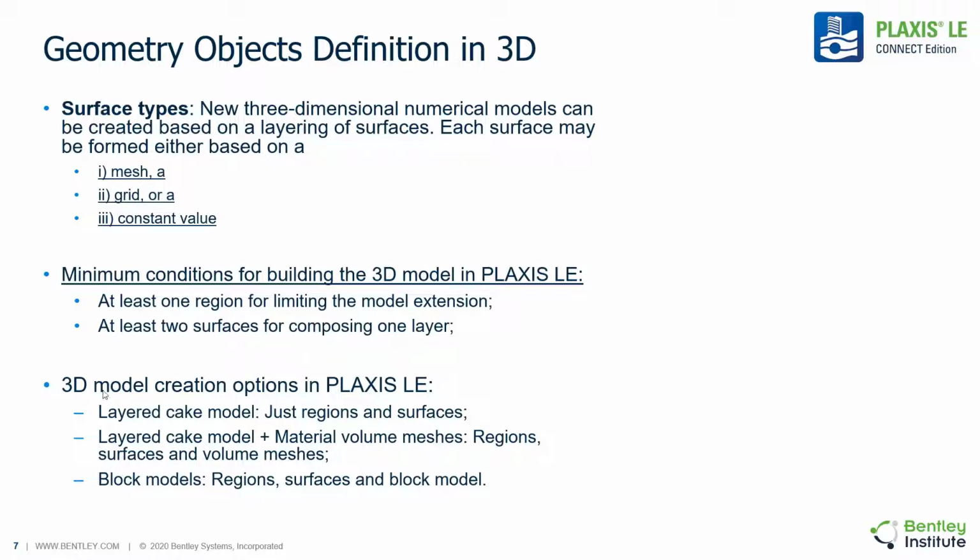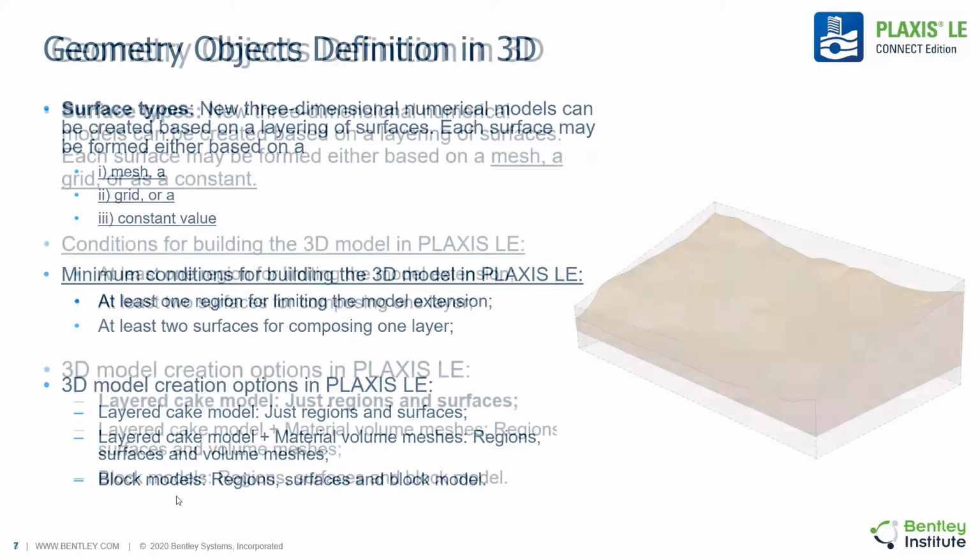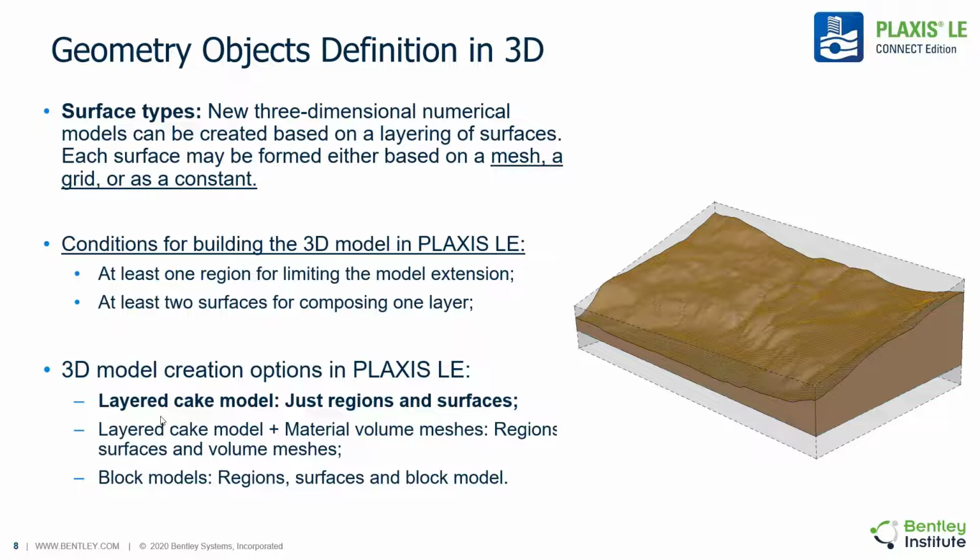So in PLAXIS LE, we can handle the 3D model creation in three different ways. The first one is what we call a layer cake approach. So what is a layer cake? It is the main approach for a 3D model, which means that between two surfaces we have a layer. So it's just the use of regions and surfaces in PLAXIS LE.